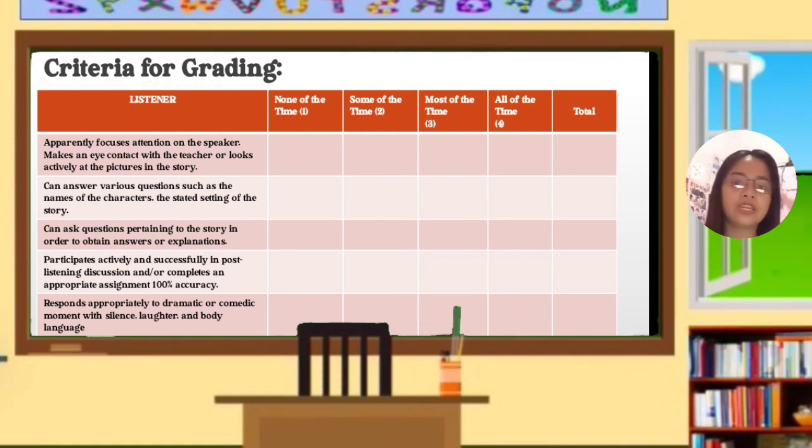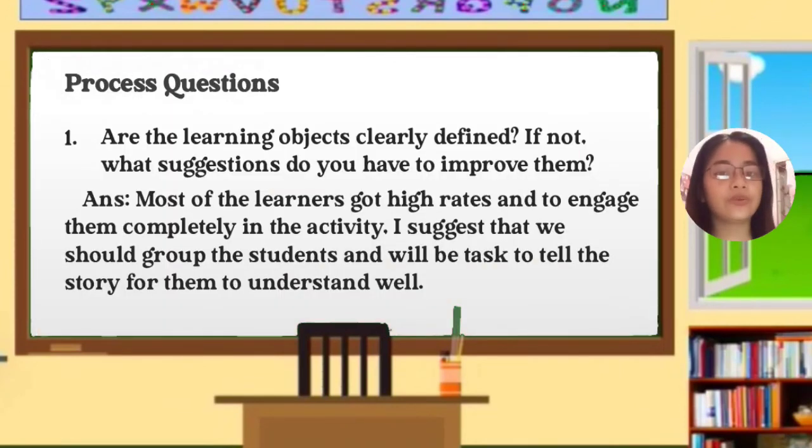So, kini nga criteria for listening dapat very observative ka nga teacher kasi this is more on non-verbal. So after you grade the students on your observation, these are the questions that you can reflect on your discussion. So first, are the learning objectives clearly defined? If not, what suggestion do you have to improve them?